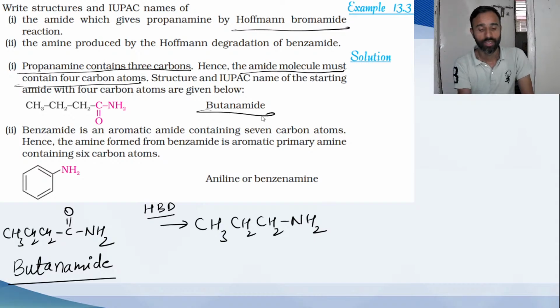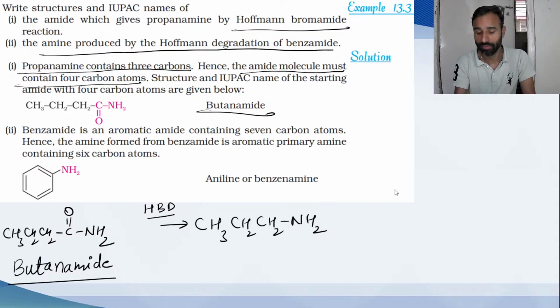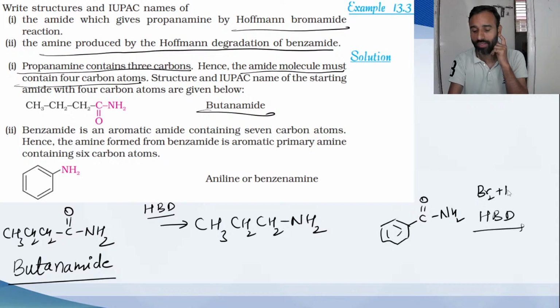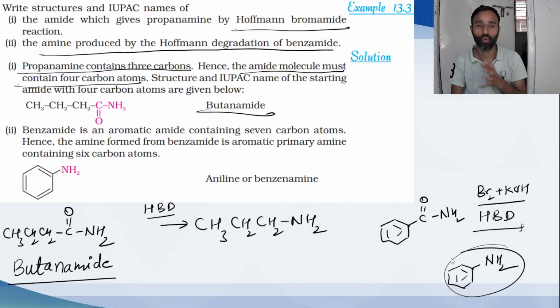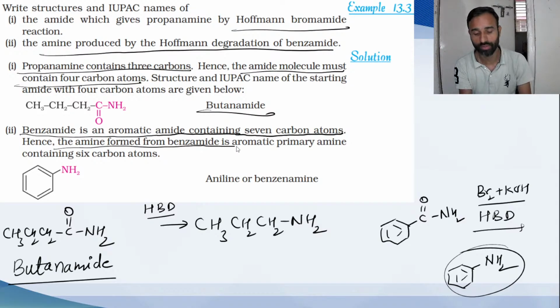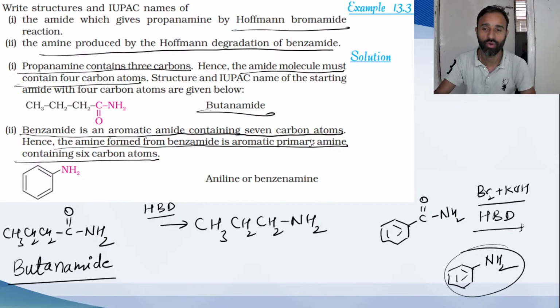Now, the amine produced by Hoffmann bromamide reaction of benzamide. So you know benzamide. This is benzamide, on Hoffmann bromamide degradation, that is with Br2 and NaOH or KOH, the CO is completely removed, eliminated, and we get aniline. So aniline is the main product. Benzamide is an aromatic amide containing 7 carbon atoms. Obviously, the amine so formed is aromatic with 6 carbon atoms, that is aniline.